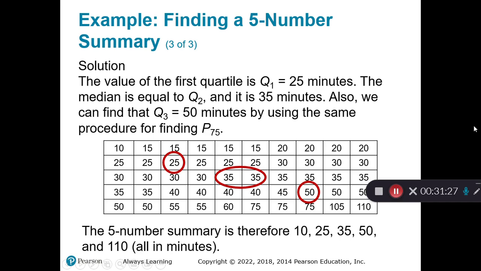So again, looking back at our 5 number summary for this example, minimum value was 10, first quartile was 25, the median is 35, third quartile is 50, maximum value is 110. We are going to put a box around these 3 numbers, Q1, median, Q3. We're going to put a box around these 3, and then we're going to draw some arms reaching out to the left all the way to 10, and then reaching out to the right all the way to 110.